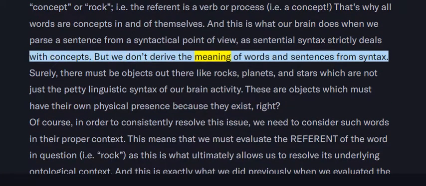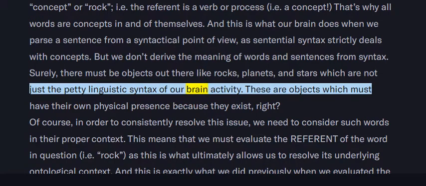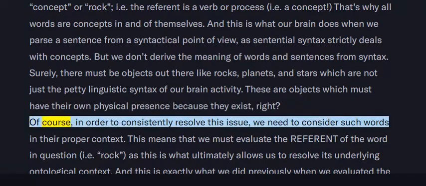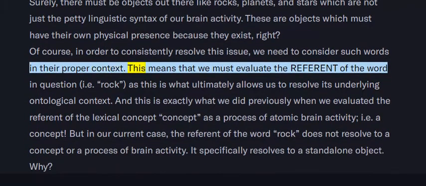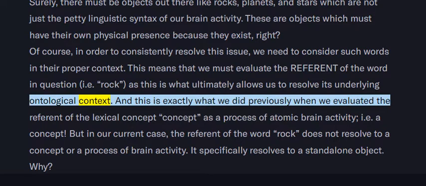But we don't derive the meaning of words and sentences from syntax. Surely, there must be objects out there like rocks, planets, and stars, which are not just the petty linguistic syntax of our brain activity. These are objects which must have their own physical presence because they exist, right? Of course, in order to consistently resolve this issue, we need to consider such words in their proper context. This means that we must evaluate the referent of the word in question, i.e. rock, as this is what ultimately allows us to resolve its underlying ontological context.